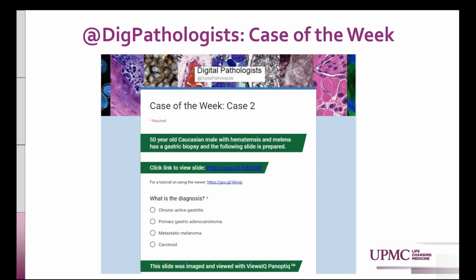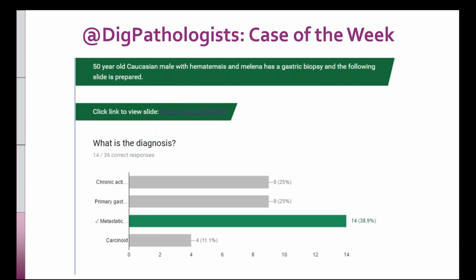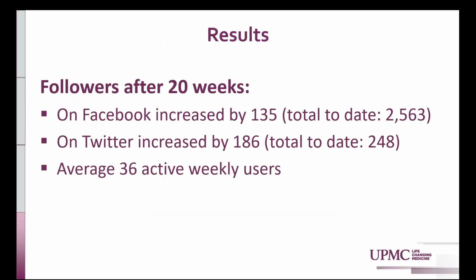This is an example of the Case of the Week Google form that was linked to each case. The user had a link to the Panoptiq web portal, and a quiz question was available to be answered after reviewing the slide. As the administrator on the Google account where these forms were hosted, I was able to see metrics on the accuracy of question responses. So this particular case at the time had just shy of 40% of user responses who chose the correct answer and correct diagnosis of metastatic melanoma.